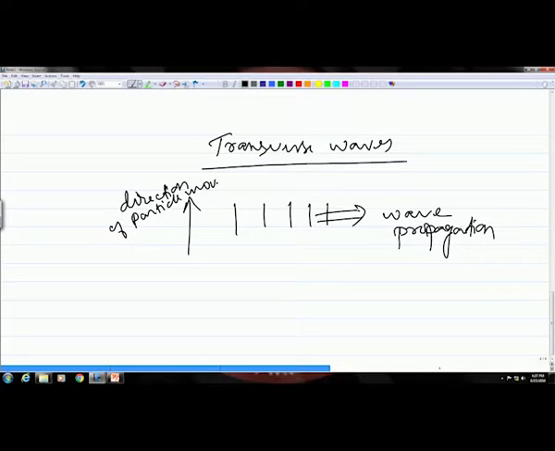Like this. Okay. So, in this case the movement will be like this. Okay. That means the particles are going up and down, and the wave is moving horizontally.